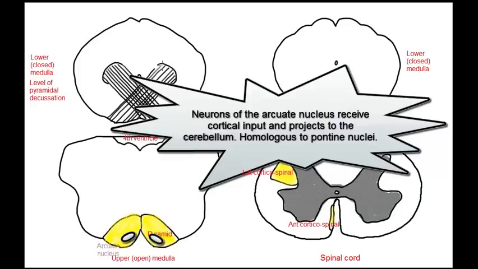The arcuate nucleus is a group of neurons located on the anterior surface of the medullary pyramids. They receive fibers from the corticospinal tract and send their axons through the anterior external arcuate fibers and the stria medullaris, which is located in the floor of the fourth ventricle. These fibers reach the cerebellum via the inferior cerebellar peduncle.